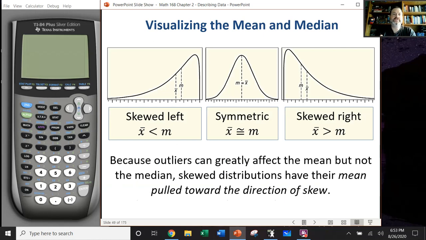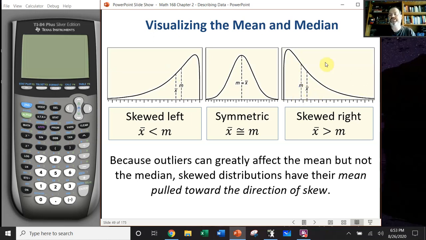So this is a summary of what we've just talked about, that the mean is pulled towards the skew. So there are 3 possible cases. If a distribution is skewed left, that means the outliers are on the left. The outliers on the left pull the mean closer to those outliers, which means that this mean is less than the median because it's pulled to the left. Remember, the bottom axis is a number line for all of these graphs. These are either histograms or dot plots. It's a quantitative variable, so that's a number line at the bottom.